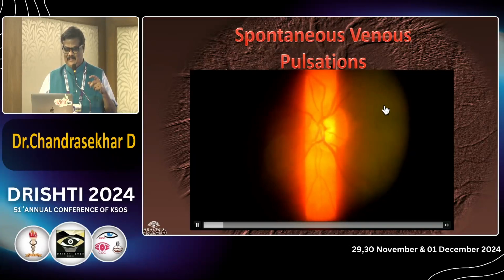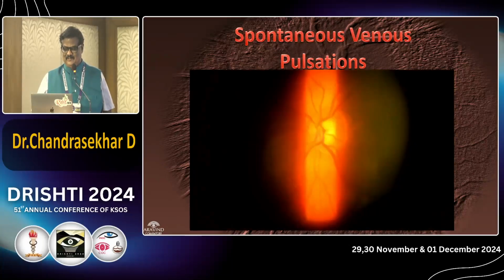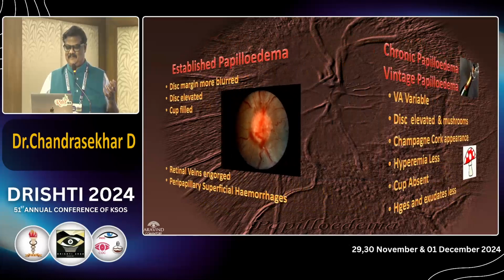You can see the venous pulsation really. Actually, we see it when we see the disc regularly. So the absence of it is a significant finding. Established papilledema will be hyperemic, full blurring will be there, disc will be elevated, retinal veins will be engorged, and this is full blown. It will be more than 3 diopters elevation.